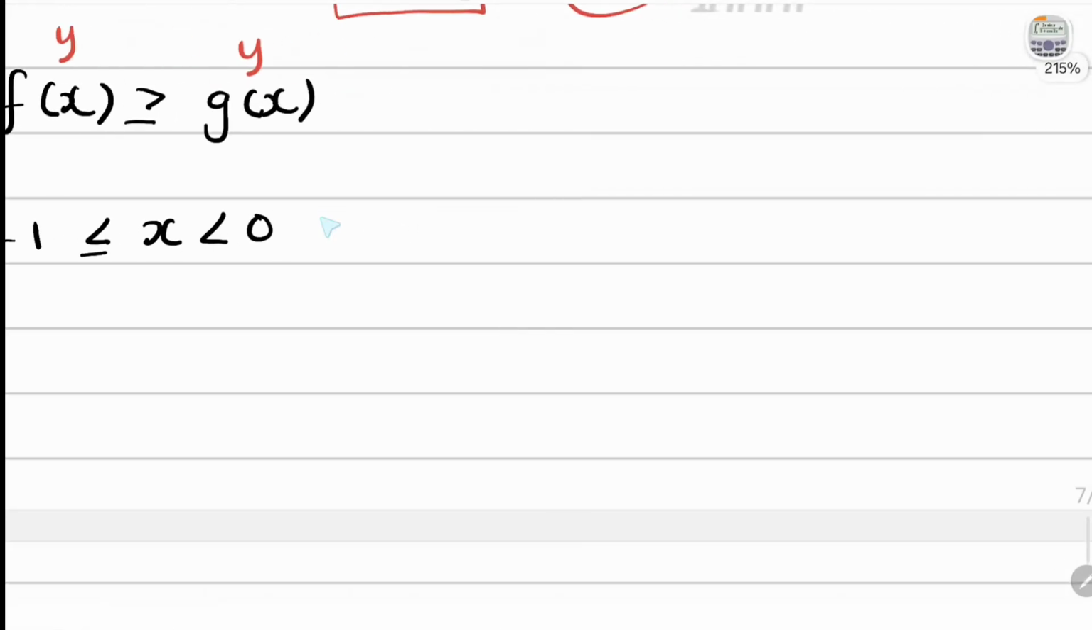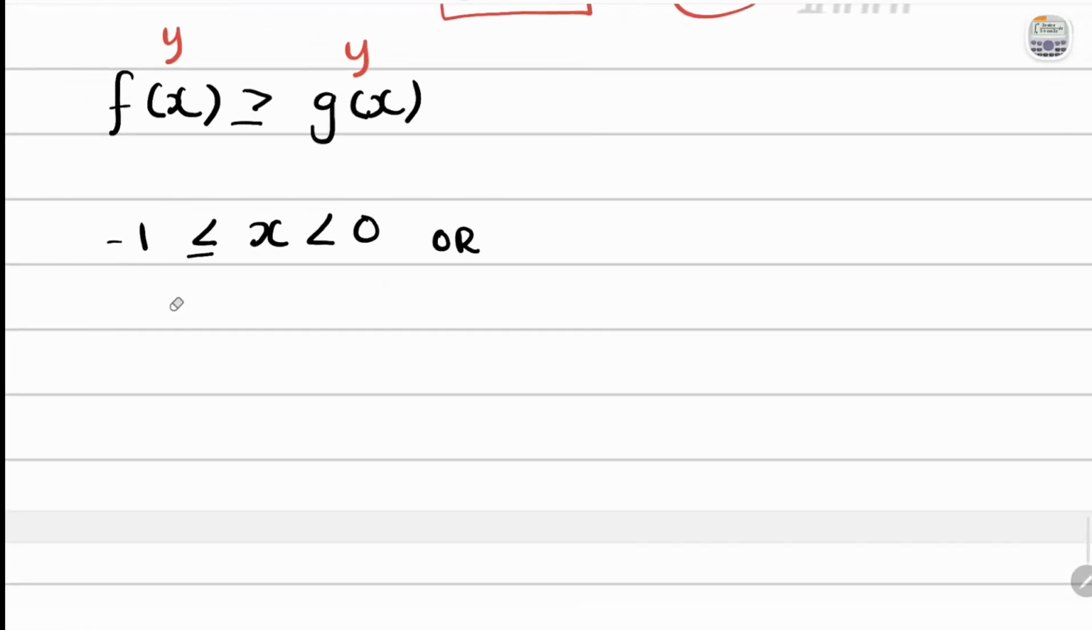Okay, you can also write this as an interval. So this would be set builder notation.